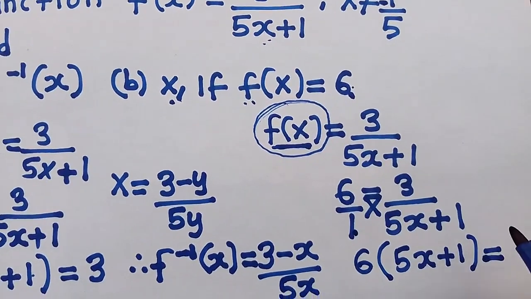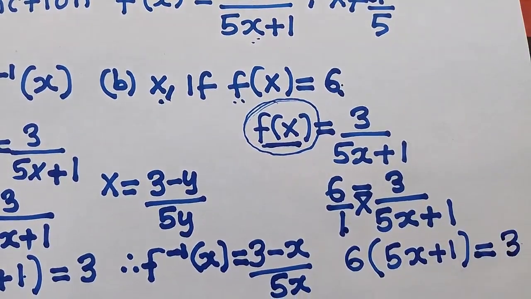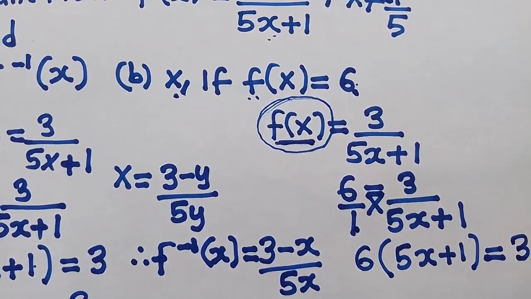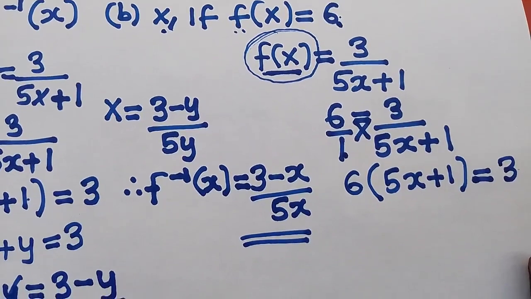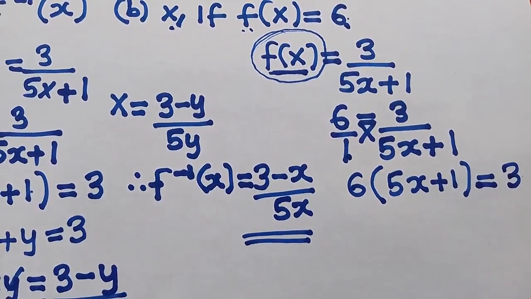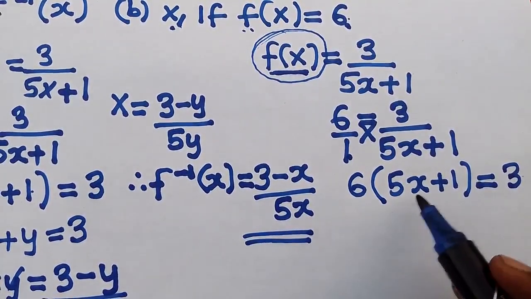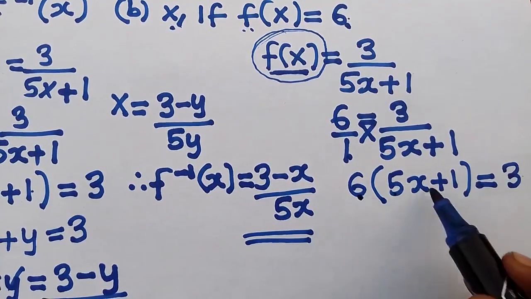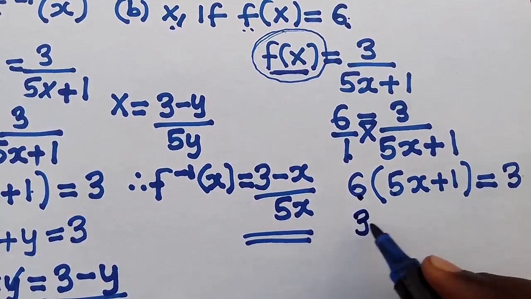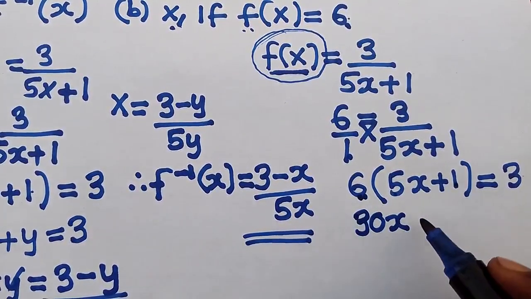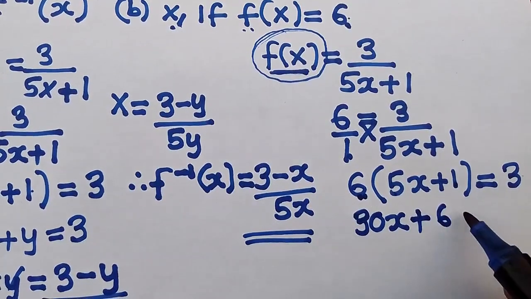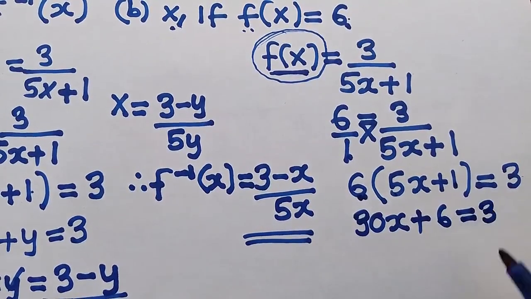We are going to get a what? We are going to get a 3. From there now, what are some of the procedures that we are going to put into consideration? You start multiplying. 6 times 5x, 30x. 6 times 1, you get what? 6, which is equal to 3.